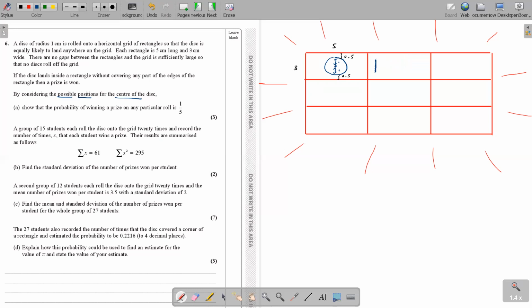So if you consider the positions of the center, I'm drawing another rectangle inside this given grid. In this rectangle, all these corners are 1 centimeter away. So if the center of the disc falls anywhere inside this yellow color rectangle, it will not cut the borders. Do you agree?